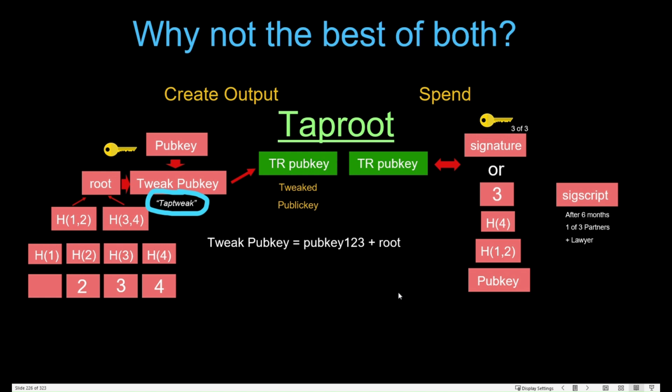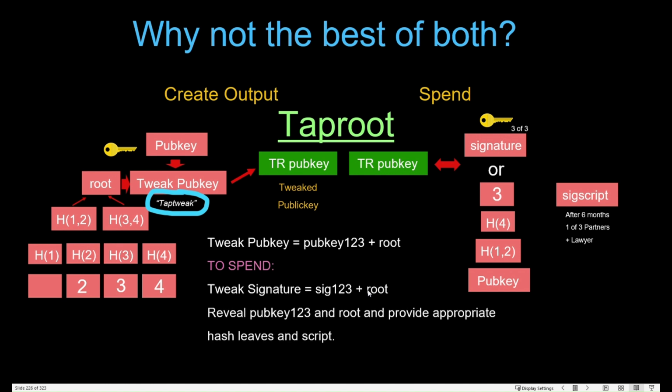Oh yeah, so I'll show you the actual math. Right now, the tweaked public key I just did, pub key 123 plus the root. In order to spend, we get the tweaked signatures, add them together, and then we add the root. We reveal pub key 123 and the root, and we provide the appropriate hash leaves and script, which is what I showed. What the tweaked public key actually is, it's the public key plus the SHA-256 hash of the pub key and the root, all that multiplied times G.